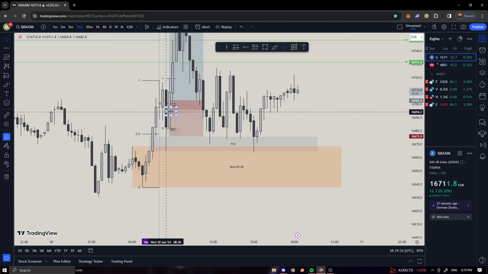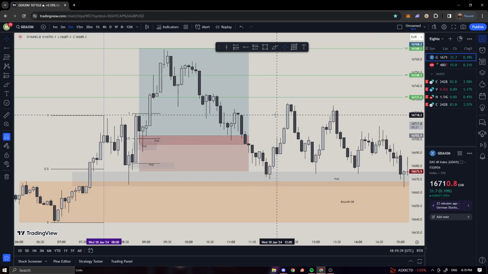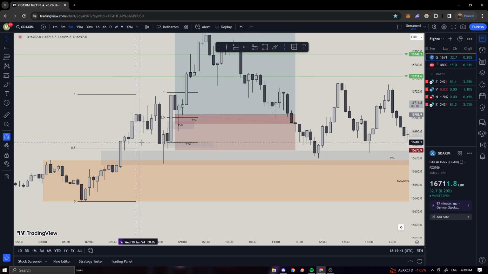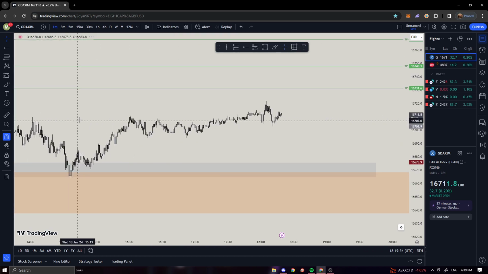But as you can see, it got disrespected. So going on the 5 minutes, we can see that it entered the fair value gap that I showed on the 15 minute, which it disrespected later on. It did give a good setup for a long right here on the 1 minute, but it didn't give confluences to enter that long on the 1 minute.